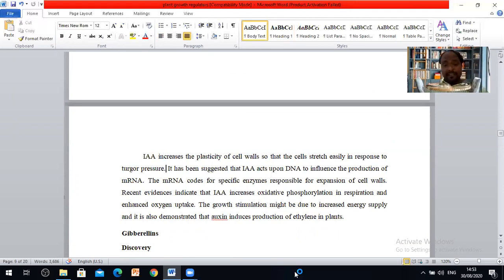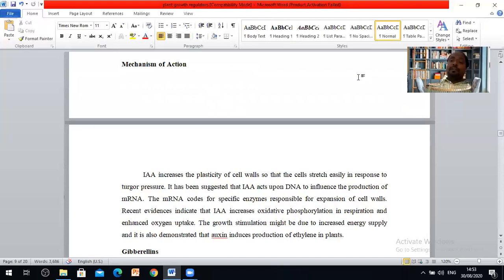In the next lecture we will discuss gibberellins, another type of growth regulator, and this indole acetic acid mainly works for the elongation of the cell. In the next lecture, we will discuss gibberellin.